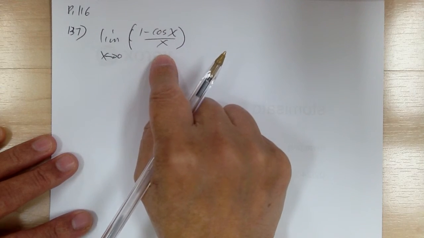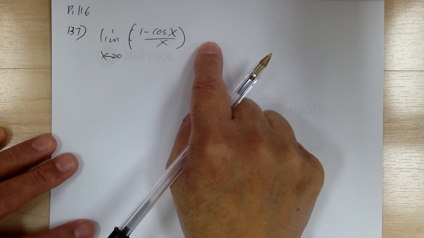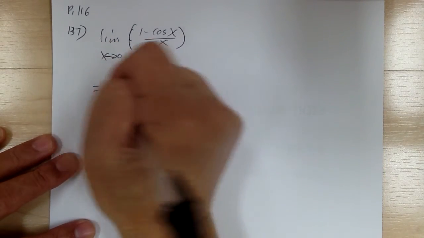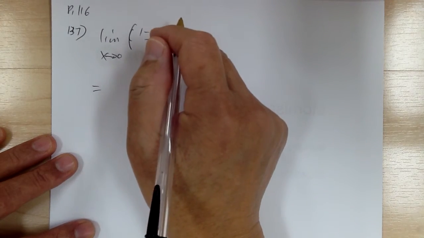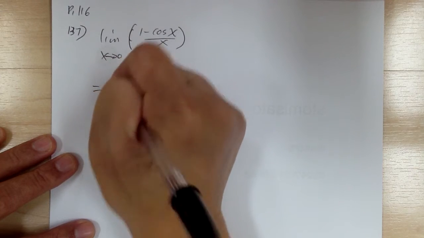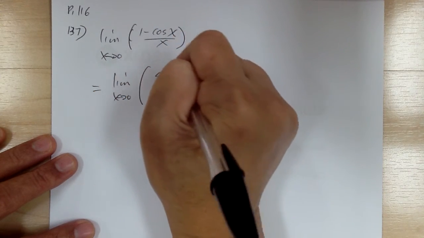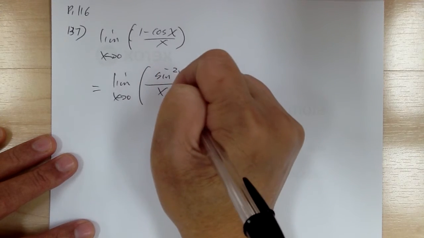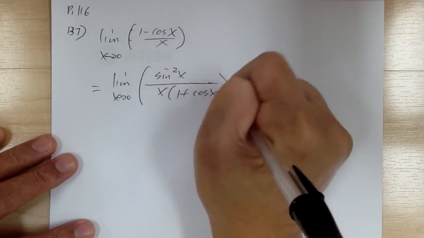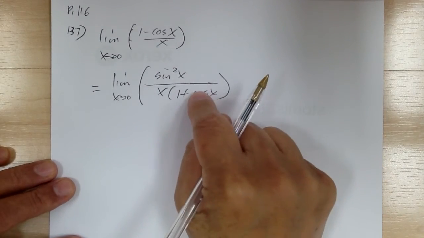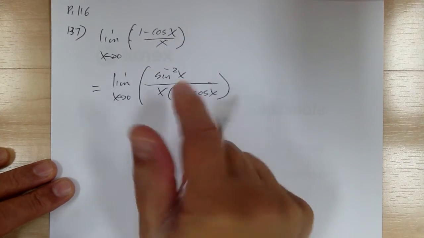So you start with this one, and you can use that identity to prove that this is equal to 0. You can apply the identity to this, so this becomes the limit of sine squared x over x times 1 plus cosine of x. You want to use this identity to prove that this is equal to 0. So you're going to start to break things up.